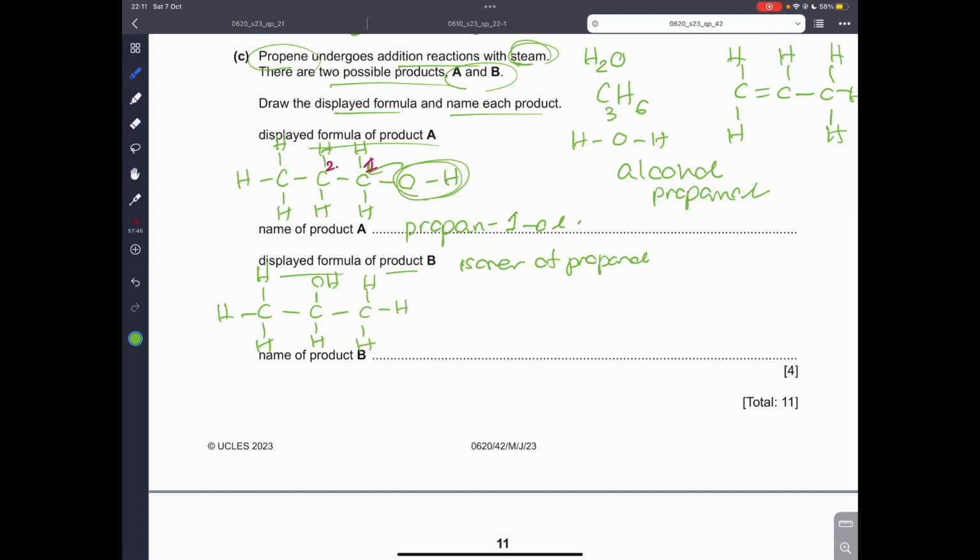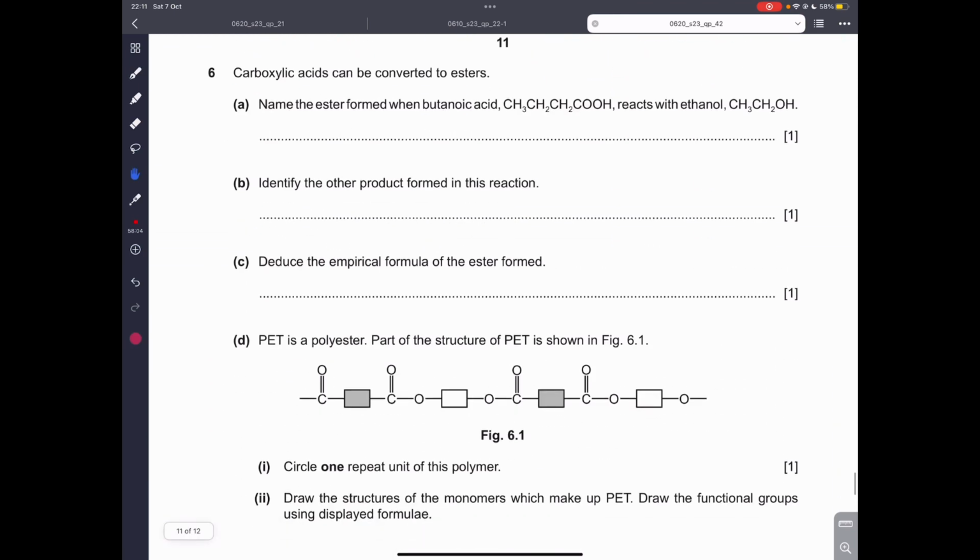So it's going to look something like this. The OH group here is going to be attached to the second carbon atom. So we can call this propan-2-ol. This ol is added for the alcohol, right? So it is really basic and easy to understand.